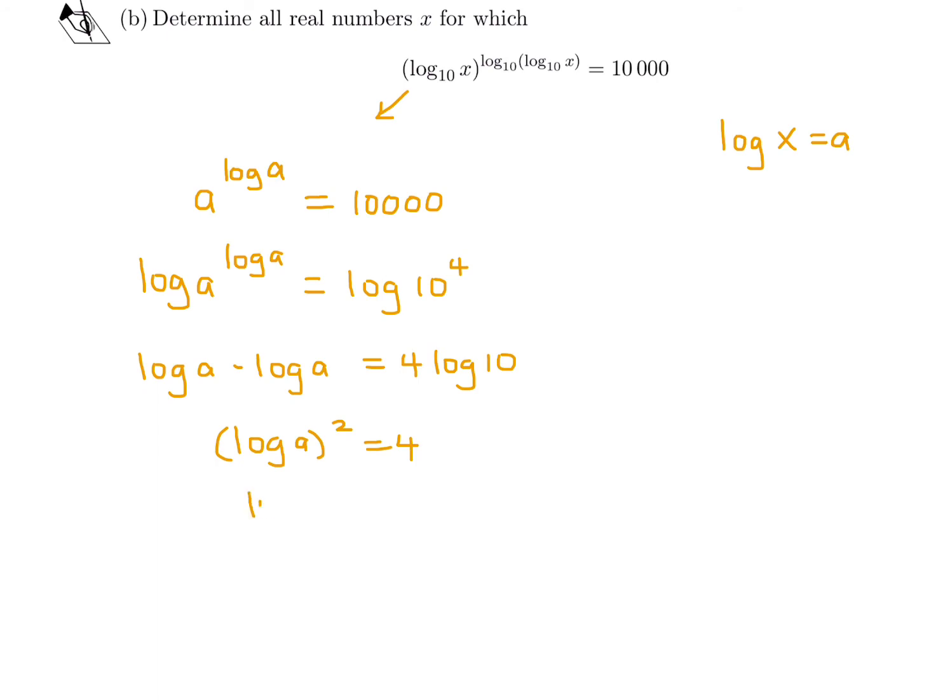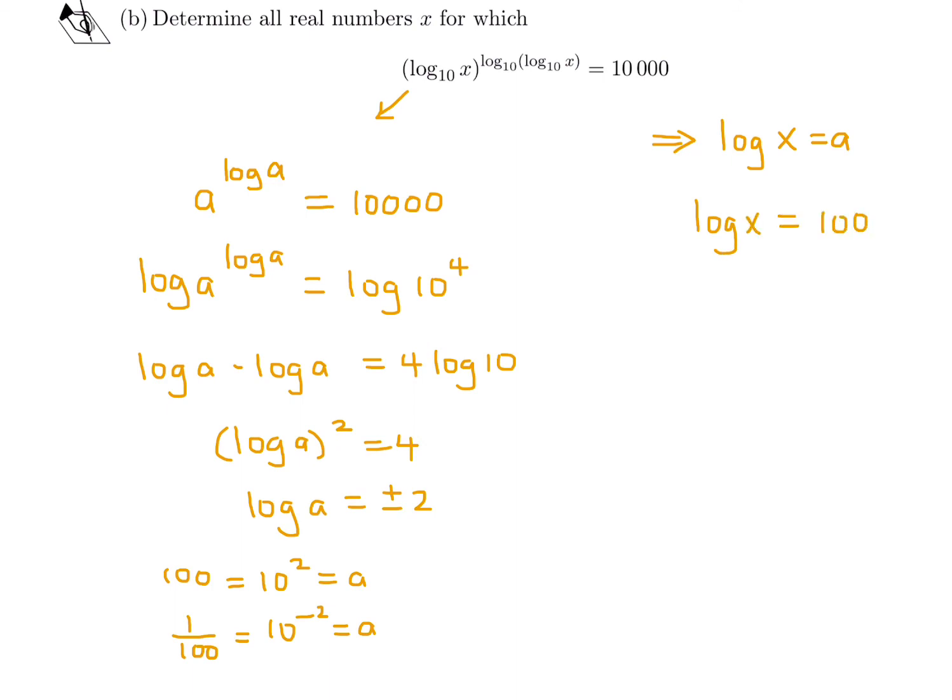Take the square root of both sides, and when you do, you get the log of a is equal to plus or minus 2. So that means 10 to the power of 2 is a, or 10 to the power of negative 2 is a. So that means a is equal to either 100, or a is equal to 1 over 100, like that. Okay, but we don't want a, we want x. All right, no problem. Let's go back to our original substitution. The log of x is equal to a.